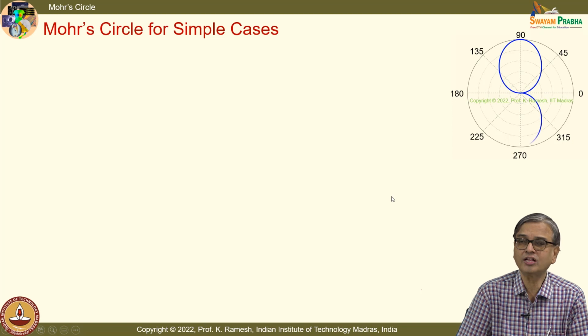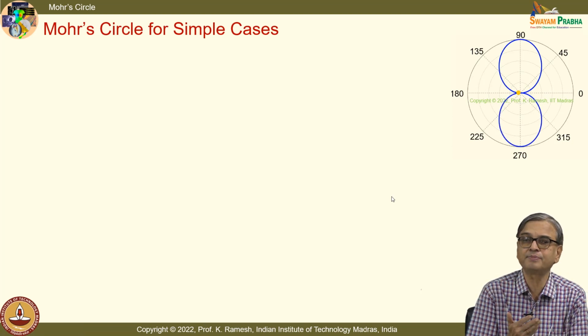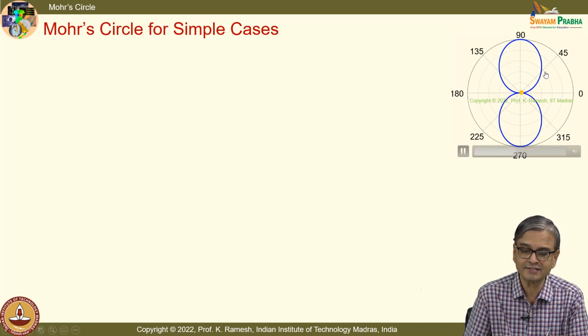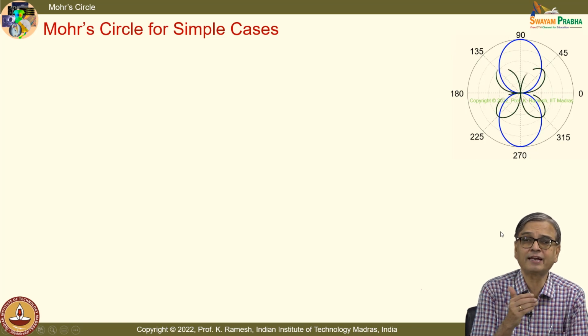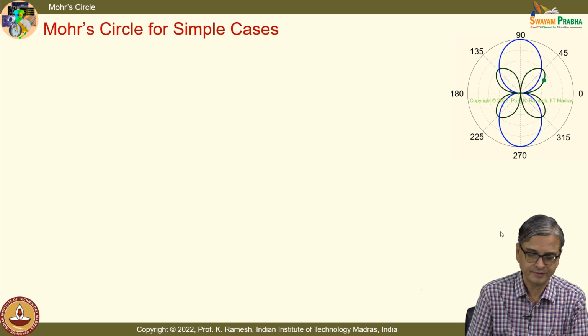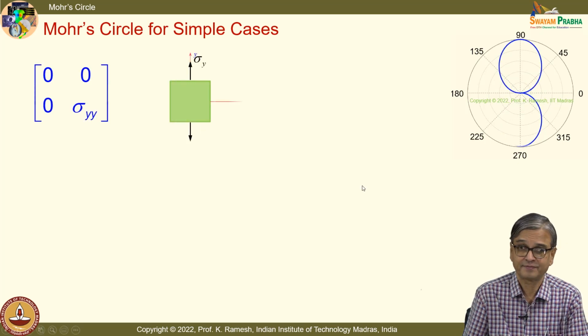And let us draw the Mohr circle for simple cases. We have been talking about simple tension, and we have looked at a very nice, beautiful graphical representation. What will occur naturally to you is that you will draw a polar plot. When it is a function of theta, one way of representing it is by a polar plot. And the Mohr circle is a real gift.